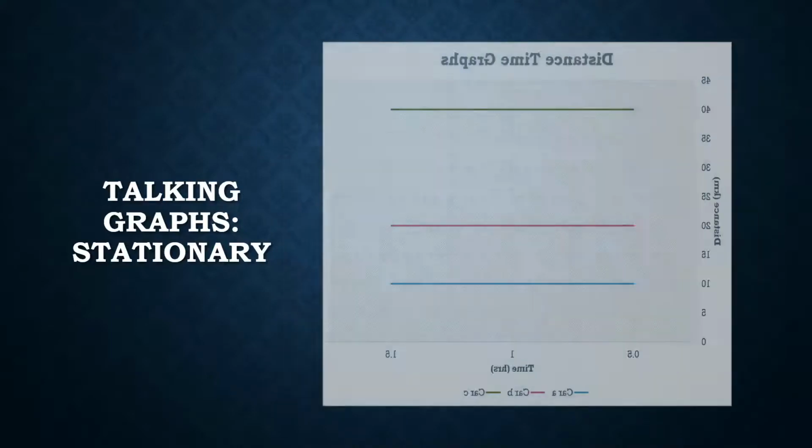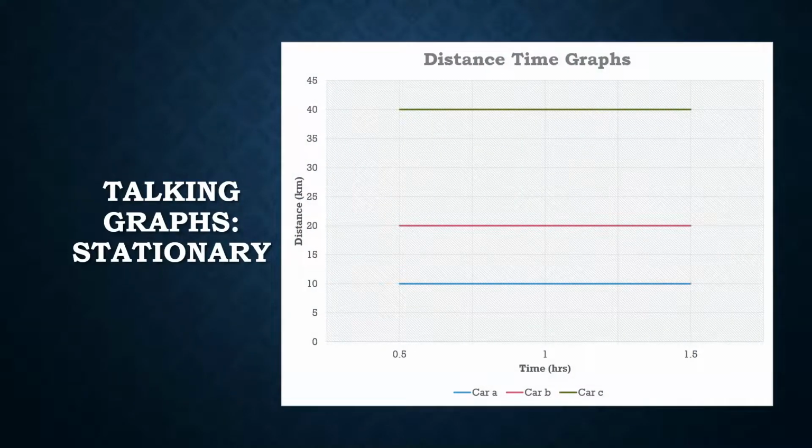All right, stationary. So time is going by. We've got time on the bottom, 0.5 to 1.5. But the distance isn't changing for any of our cars. So car A is 10 kilometres away at half an hour, and it hasn't moved the whole time, so it's stuck there. It's either stuck in traffic or parked. Car B is at 20 kilometres away, and it hasn't changed over time.